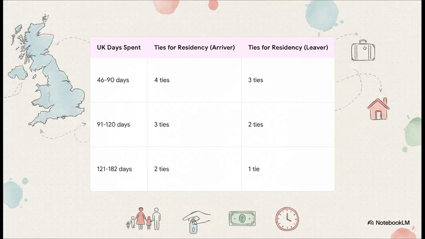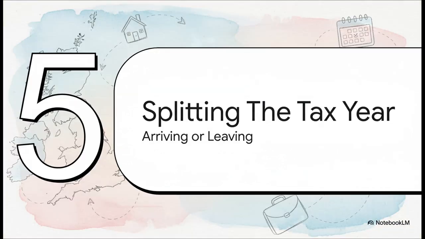And this table just shows you that difference perfectly. Just look at that middle row, the 91 to 120-day bracket. An arriver, someone new to the UK, would need 3 ties to become a resident. But a leaver, someone who just left, they only need 2. And look at that bottom row. If a leaver spends over 120 days here, just one single tie, like just having a home available here, is enough to make them a resident again. See? Much stricter.